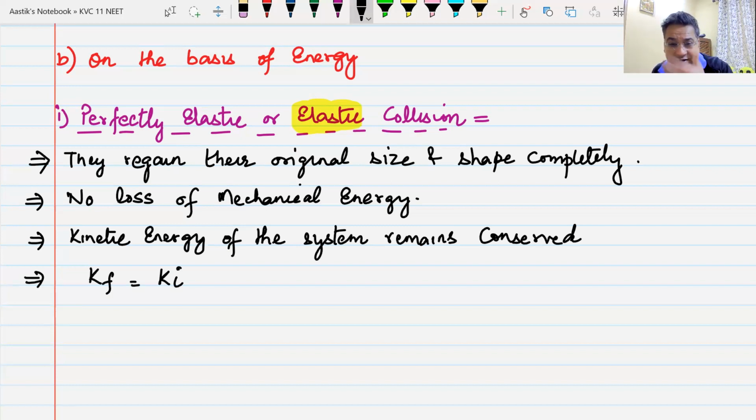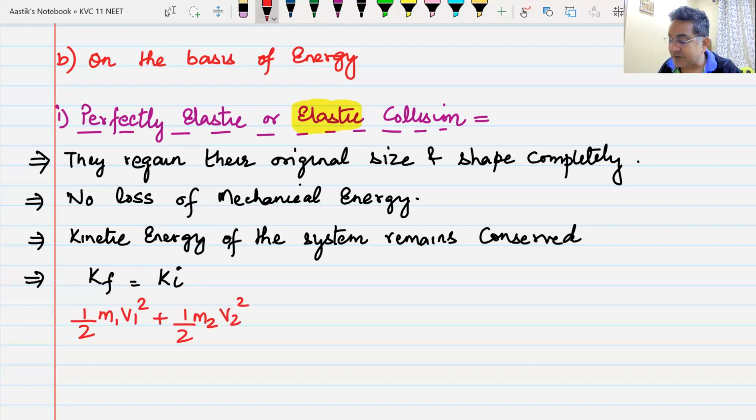Now, what do you mean by initial kinetic energy and what do you mean by final kinetic energy? You must know this. If we take the case of two bodies colliding, the final kinetic energy will be half m1 v1 square plus half m2 v2 square. You know the meaning of v1 and v2? What is v1 and v2?